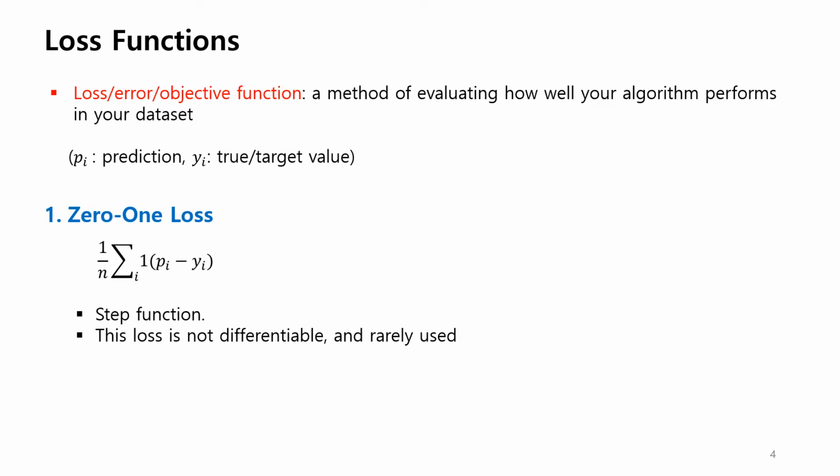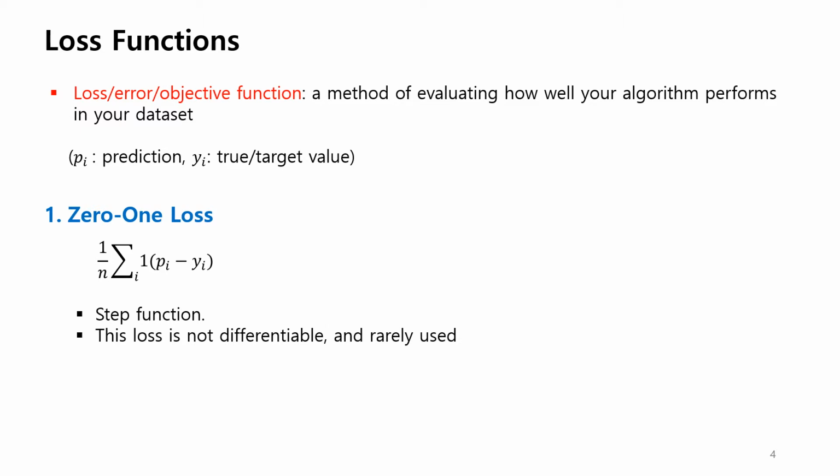There are many loss functions we can choose from, so we're going to talk about it here in this section. For notation purpose, P sub i is the predicted value of your method, and Y sub i is the true value of data.